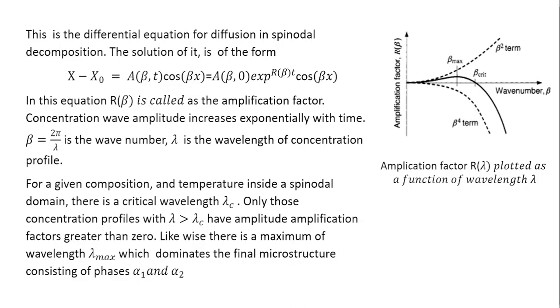So for a given composition and temperature, inside a spinodal domain there is a critical wavelength λc. Only those concentration profiles with λ greater than λc have amplitude amplification factors greater than 0. Likewise, there is a wavelength λmax which dominates the final microstructure consisting of phases alpha 1 and alpha 2.